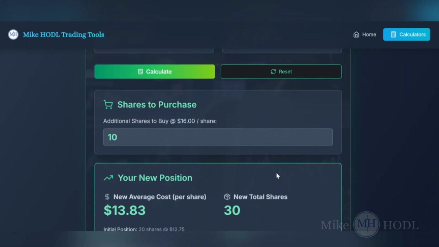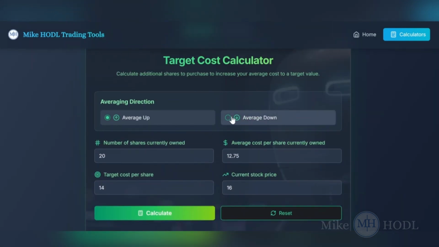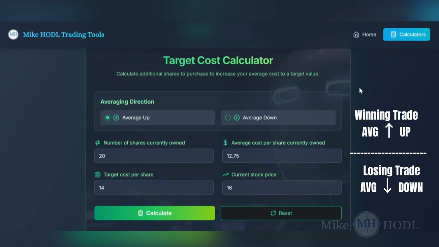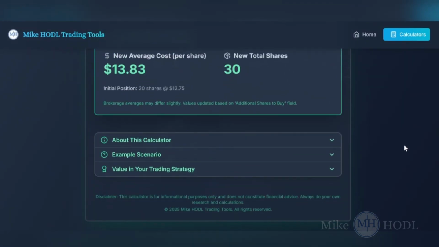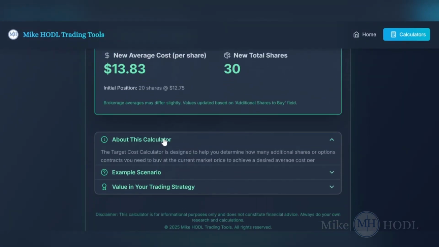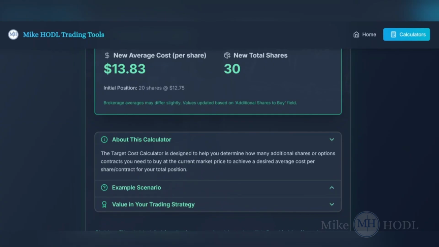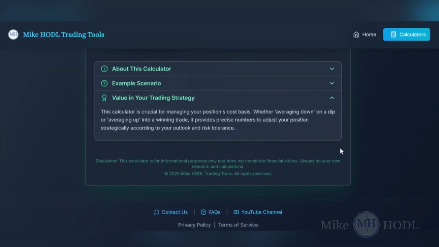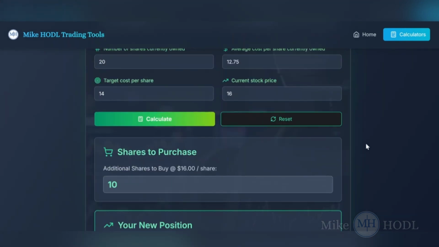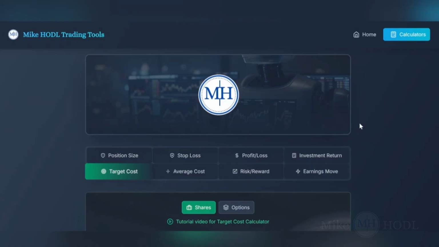That covers the basics of using this tool. The process is similar for average down, except your target price will be set between your higher average cost and the lower current price. Remember, average up on a winning trade and average down on a losing one. At the bottom of the page, you'll find expandable sections for About this calculator, an example scenario, and the value in your trading strategy. Take a moment to read these to become more familiar with the tool. This concludes the tutorial for the Mike HODL Target Cost Calculator.